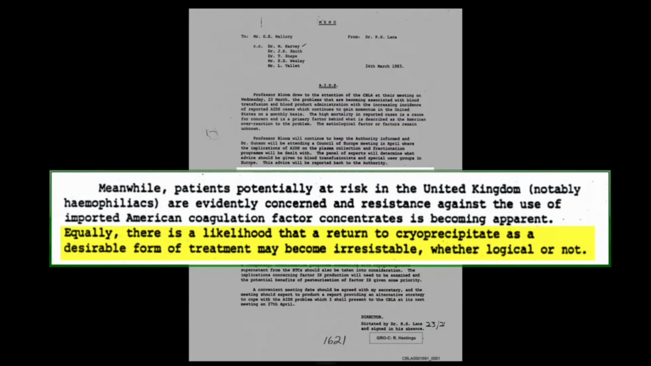In the third paragraph, the final sentence, Dr. Lane wrote this: equally, there is a likelihood that a return to cryoprecipitate as a desirable form of treatment may become irresistible, whether logical or not. Can you assist with what he meant by those last words, whether logical or not? I think so.